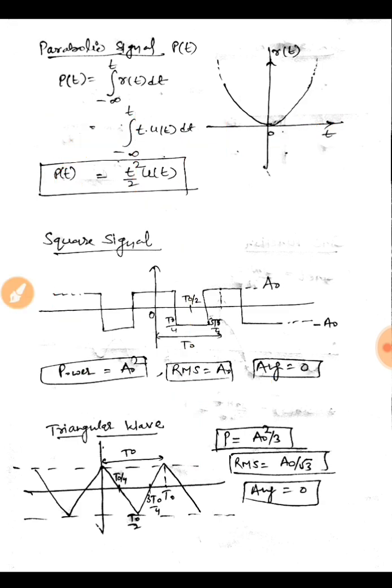Okay, so the power of this parabolic signal, that is p of t, can be described as t square by t u(t).